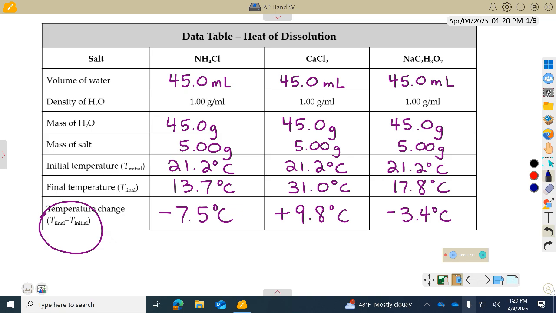When we do thermo calculations, we're often concerned with the direction of the energy flow. So I want to know, is the temperature increasing by 7 degrees or is it decreasing by 7 degrees? So we've got to put in that negative if the temperature is going down. In the middle, the calcium chloride should have had a positive temperature change. The temperature of the water went up by maybe almost 10 degrees.